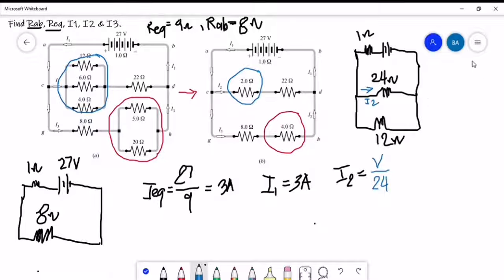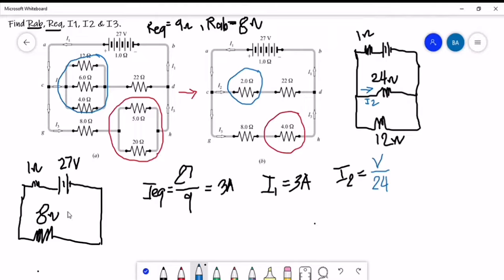In this simplified circuit, we know that the 24 ohms and 12 ohms are connected in parallel, and we could say that the voltage of our 24 ohms is just equal to the voltage in our 12 ohms. And our simplest form for the circuit is here. We have an internal resistance of 1 ohm, and the combined circuit for this one is already 8 ohms, right?